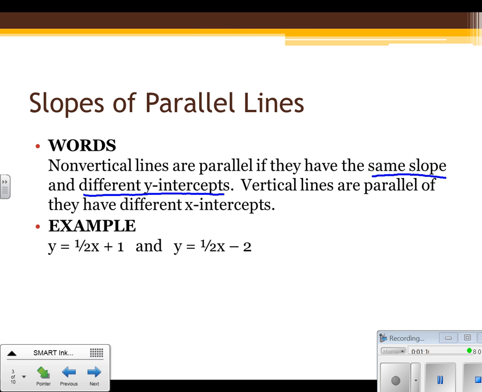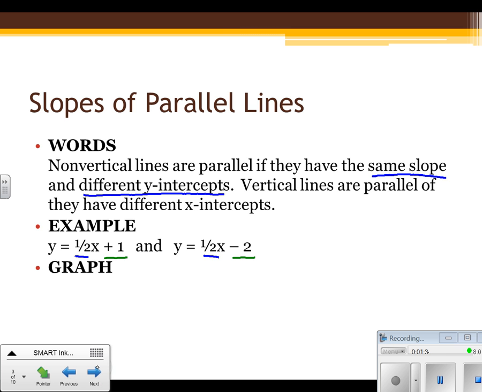An example, y equals 1/2 x plus 1 and y equals 1/2 x minus 2 are parallel because they have the same slope, and you can see the same slope here is 1/2. And while they have the same slope, they have a different y-intercept, 1 and -2.